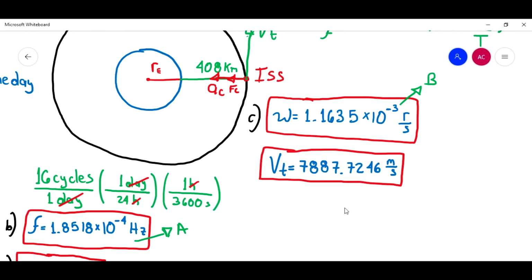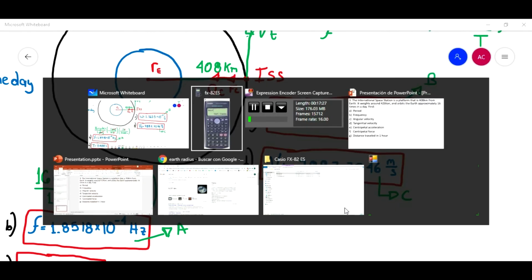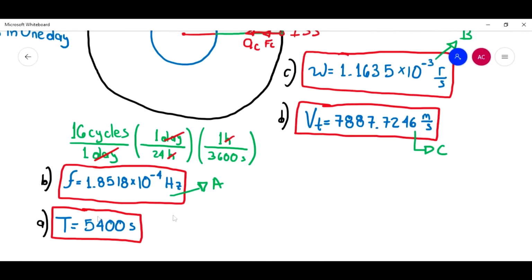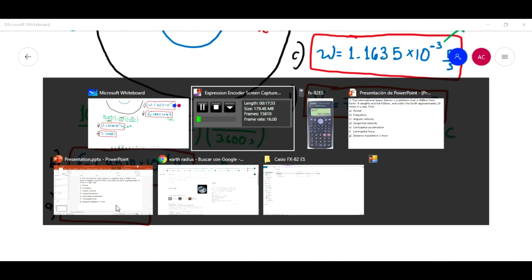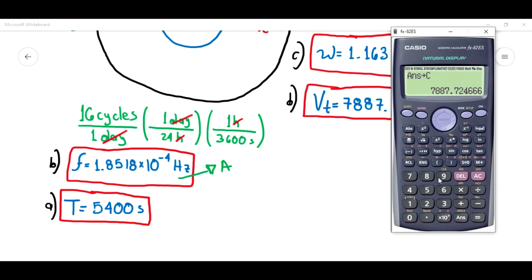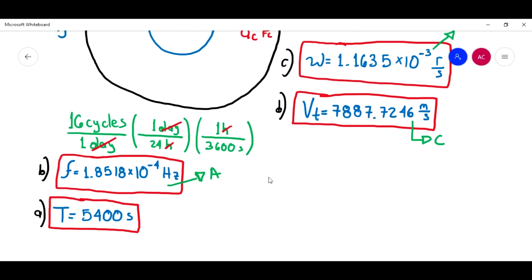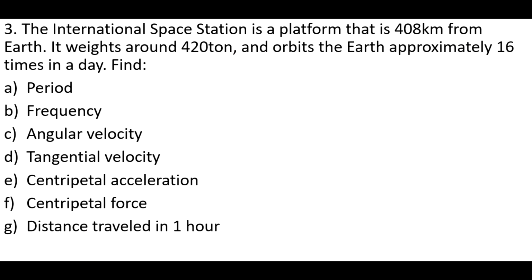This will be the letter D that I needed to find, and this value will be in my memory C of my calculator. Okay, that's an impressive velocity, because it takes only this time in order to complete one cycle. So how much is this in hours? So 5,400 over 60 seconds. So that would be 90 minutes. That's nothing. I repeat, that's nothing.